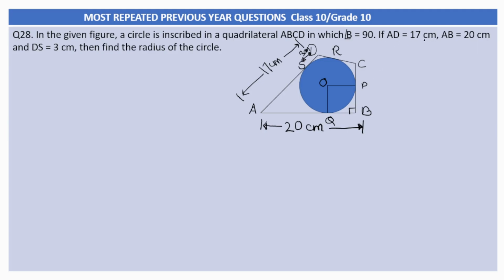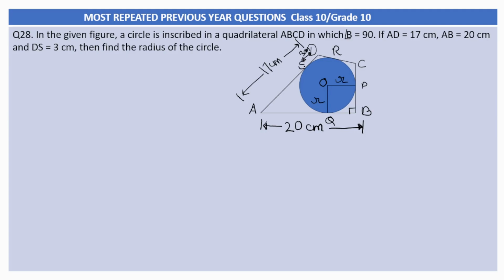If AD equal to 17 centimeter, AB equal to 20 centimeter, and DS equal to 3 centimeter. Here, the length DS is 3 centimeter. Then find the radius of the circle. We need to find the radius of the circle. This is also a radius, this is also a radius.